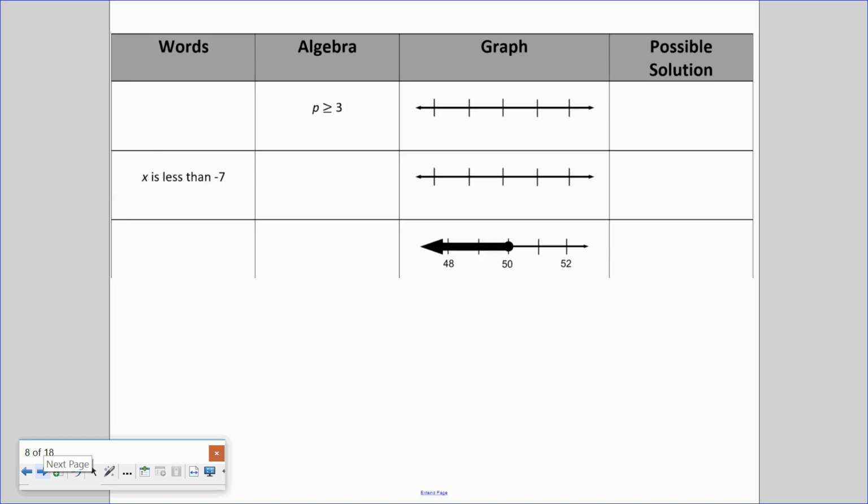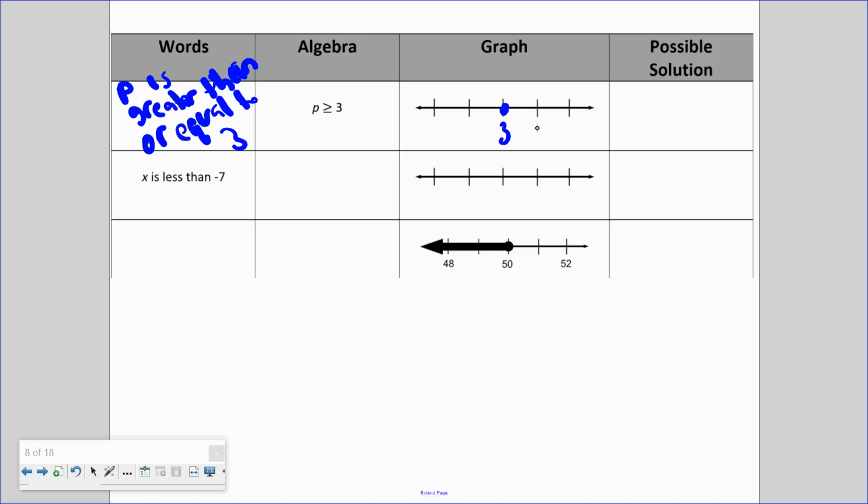Next one, P is more than or equal to 3. So P is greater than or equal to 3. So here's 3, 4, 5, 2, 1. It has to be more than 3. So all of these numbers are more than 3. And equal, so it includes 3, so a closed dot. So 3, 4, 5 are possible solutions.